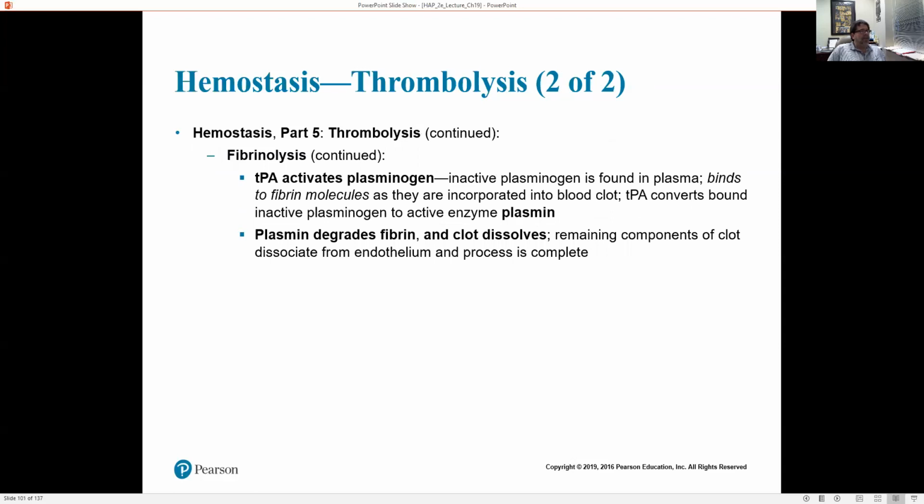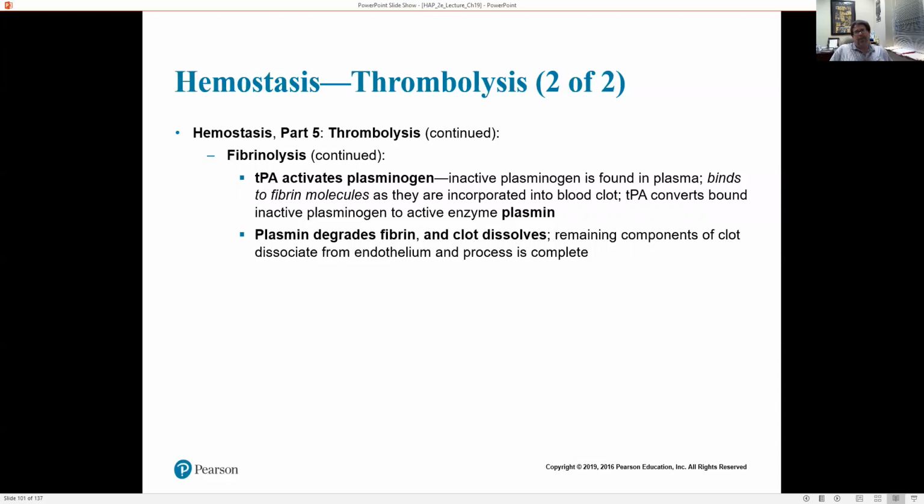TPA activates plasminogen, and inactivated plasminogen is found in the plasma. It binds to fibrin molecules as they're incorporated in the blood clot. TPA converts bound inactive plasminogen to the activated form, plasmin, that then dissolves the clot.